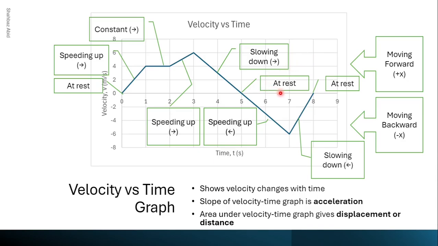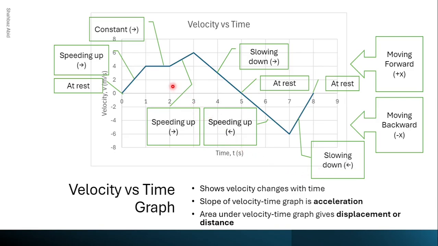When the graph is below the x-axis, the object is moving backward, and when the slope is negative and the graph is below the x-axis, the object is speeding up, but it is moving in the negative x direction. And if the graph is having a positive slope and it's below the x-axis, it means that the object is slowing down, but still it is moving in the negative x direction.